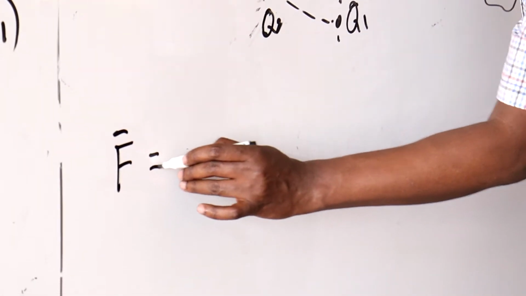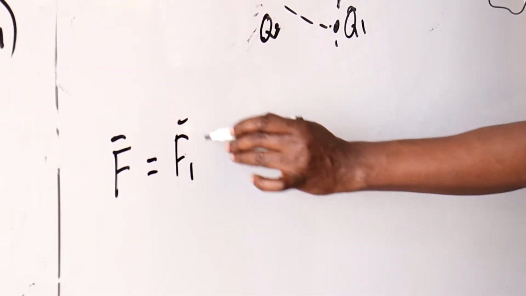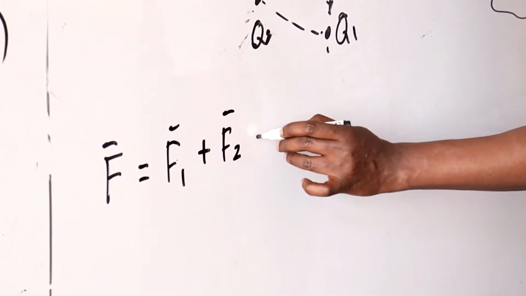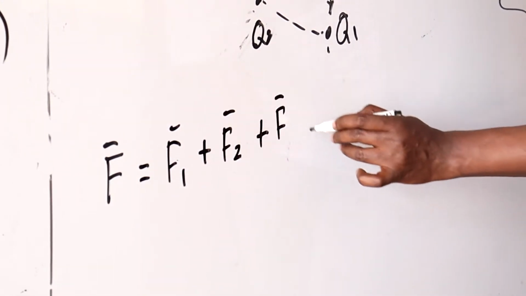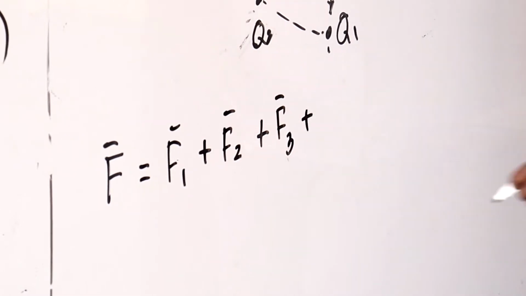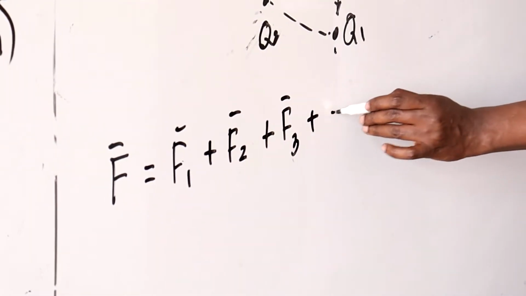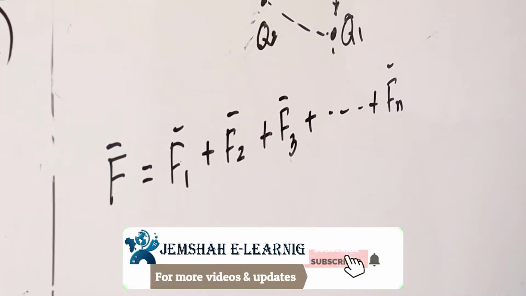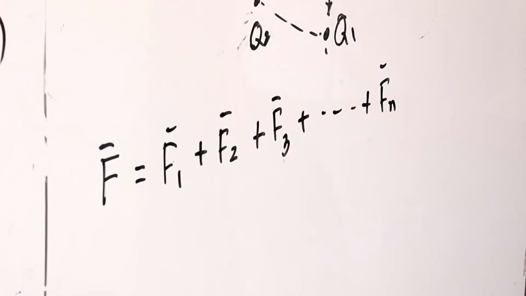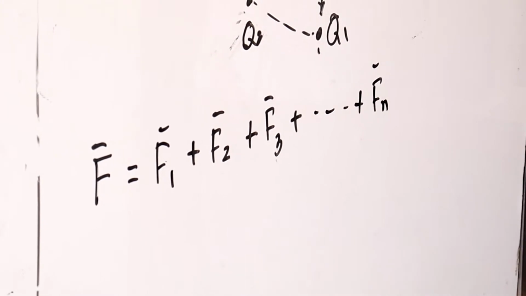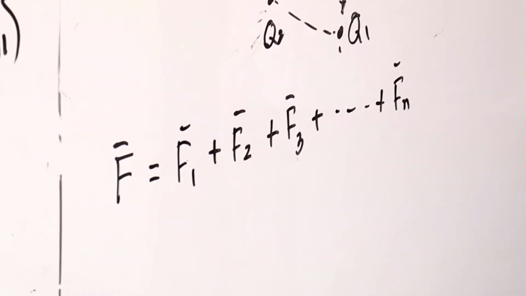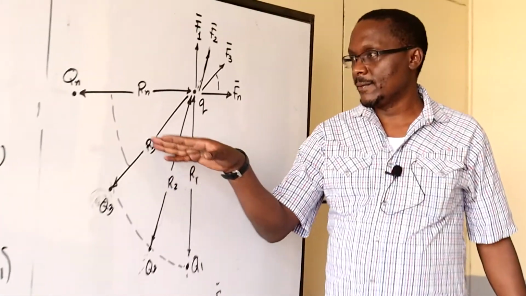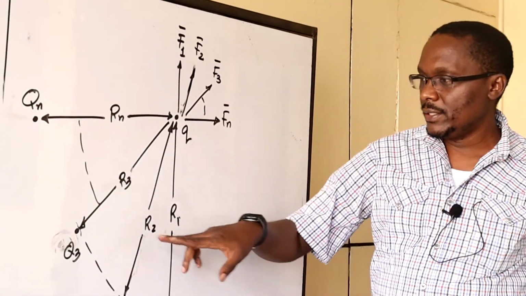being given by individual forces, which is F1 plus F2 bar plus F3 bar, say plus, all the way up to plus Fn bar. So that is how we'll apply our superposition. And remember our superposition principle or theorem. And remember, the distance of separation varies with all these charges.